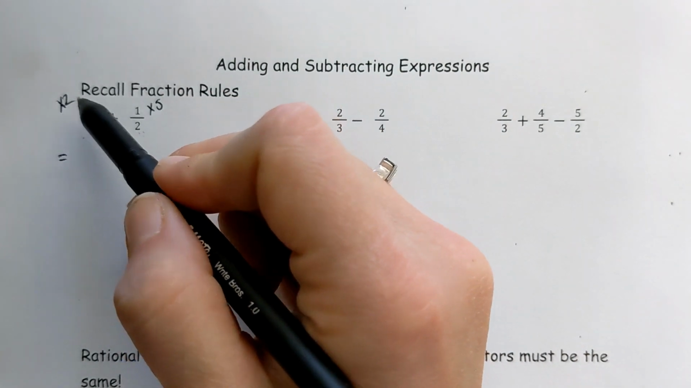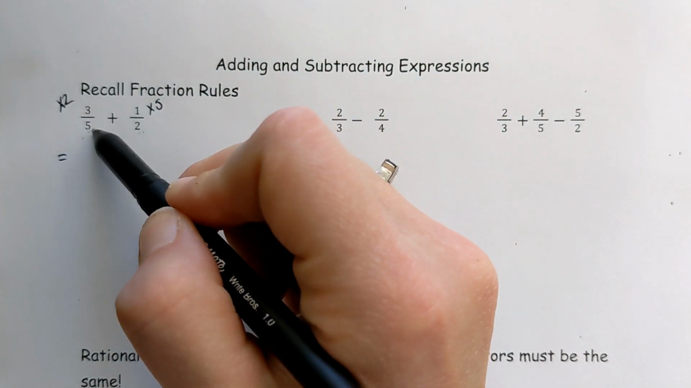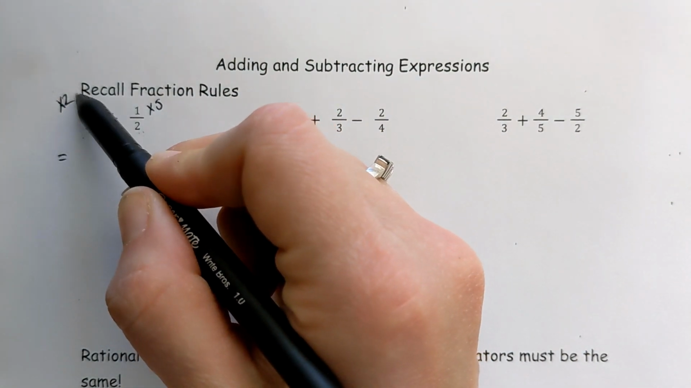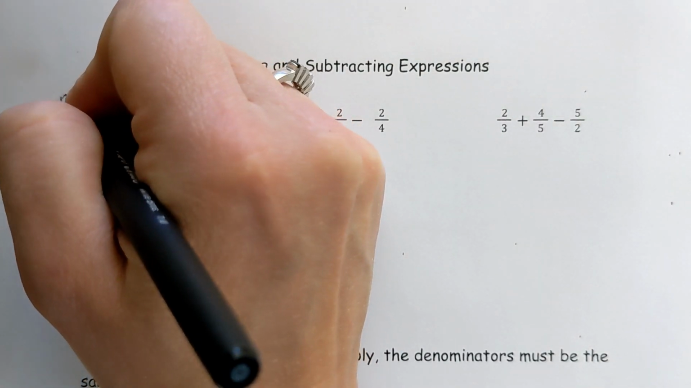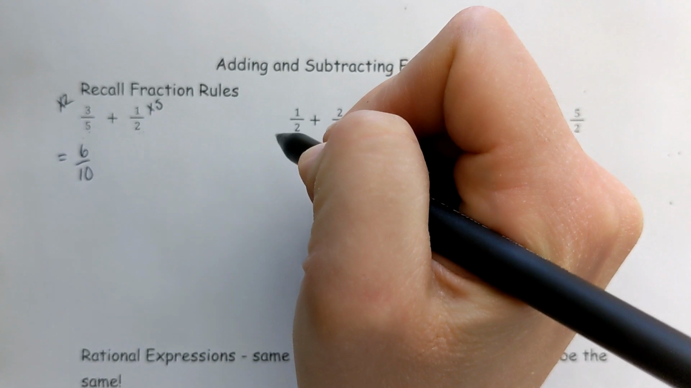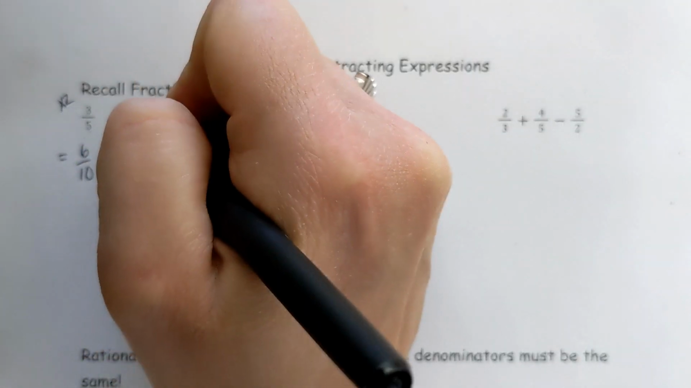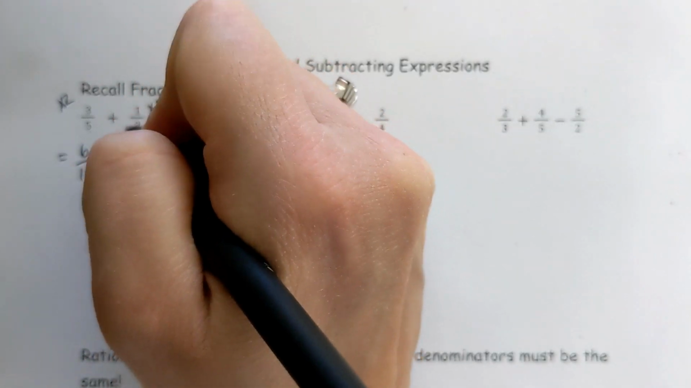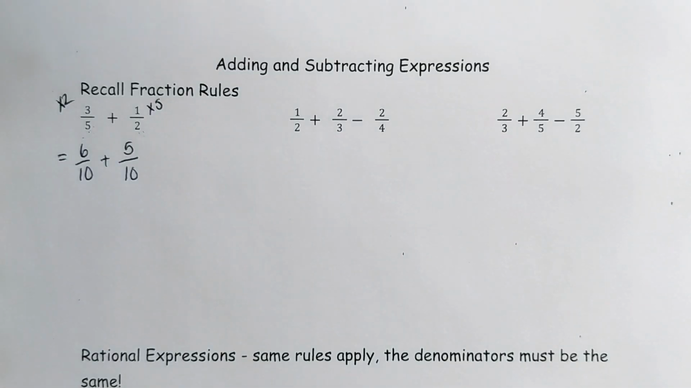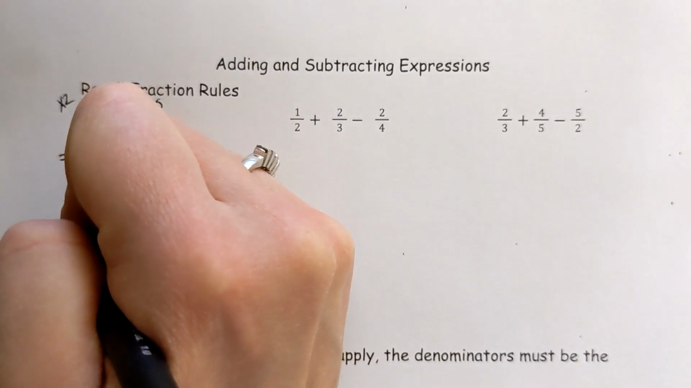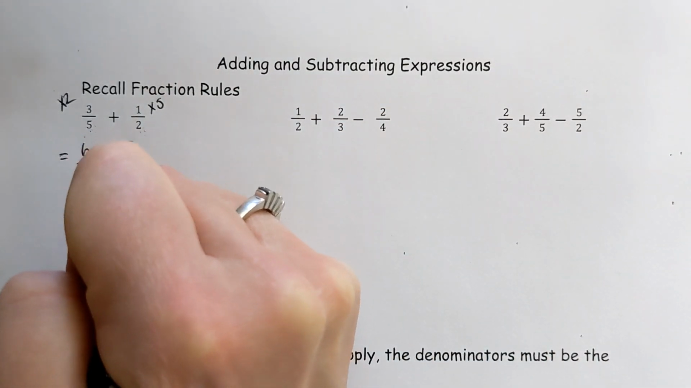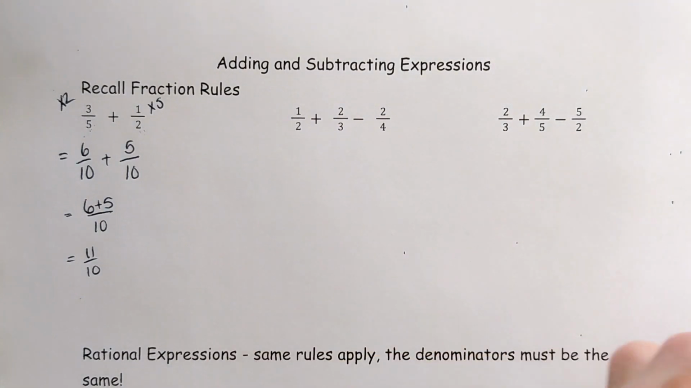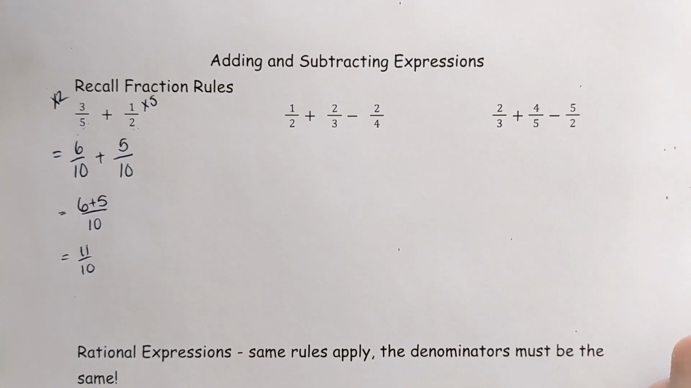So if I create the equivalent fraction of 3 over 5 so that it is over 10, I'm going to have 6 over 10. So 3 over 5 multiplied by 2 becomes 6 over 10. If I create the equivalent fraction of 1/2 so that it's over 10, then I'm going to have 5 over 10. Now that I have the exact same denominator, I can just go 6 plus 5 over 10, or 11 over 10. And we can leave it as an improper fraction like this.